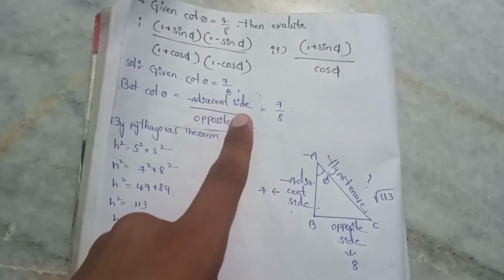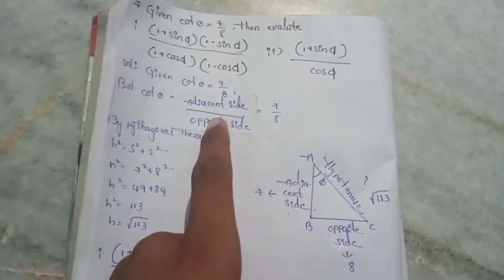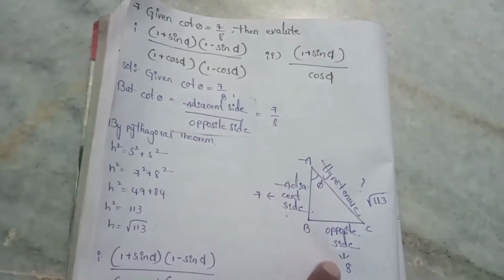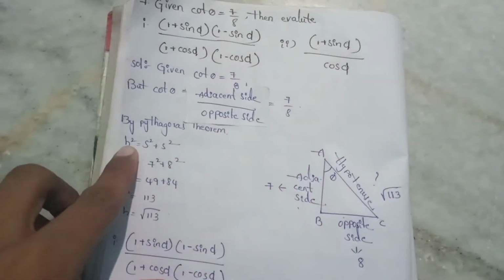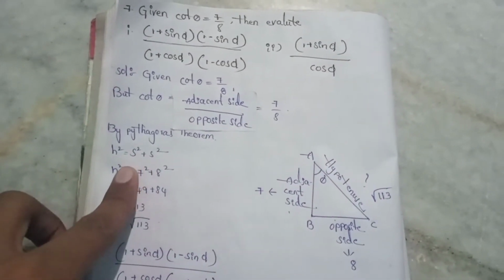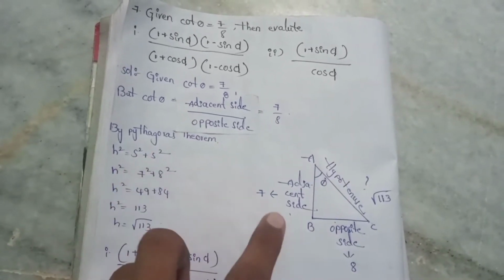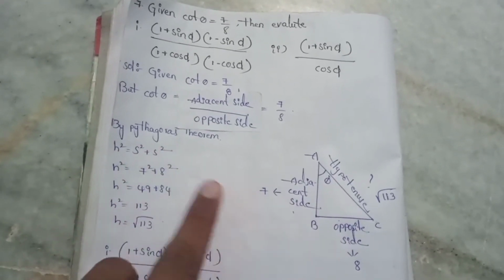What is given here? Adjacent side and opposite side are given: adjacent side is 7 and opposite side is 8. But we have to find the hypotenuse. Hypotenuse square is equal to side square plus side square. What are the two given sides? 7 and 8. So 7 square plus 8 square.